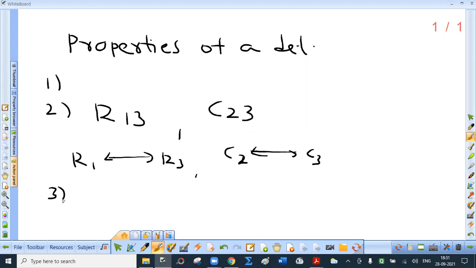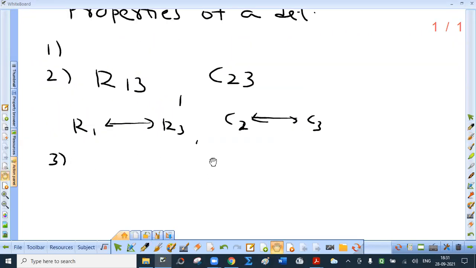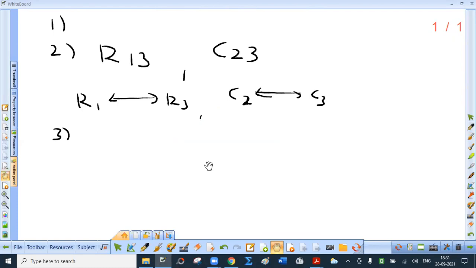Third one is interesting. If any two rows or columns of a determinant are identical, then value of the determinant is 0. In exam, you are asked to prove without expanding that value of the determinant equal to 0. So in that case, you have to show that any two rows or columns are identical. If all the three rows are identical, value is definitely going to be 0. Right? Now, let us discuss property number 4.